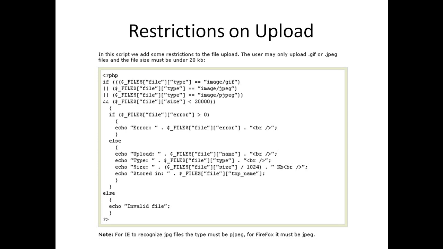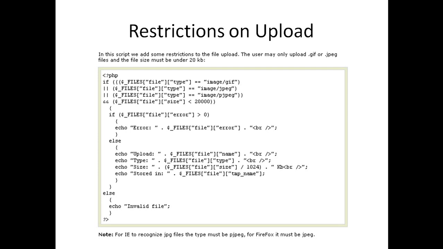What they're doing now, also from W3 Schools, is taking the basic upload script and adding restrictions. In this script, we add some restrictions that say the user may only upload GIF or JPEG files, and the file size must be under 20 kilobytes. Size is specified in bytes, and what you're doing here is checking if the file type is a GIF, or image/jpeg, or image/pjpeg, and notice they put appropriate parentheses around to group the ors and the ands. And the size is less than 20 kilobytes. Handle the upload, else invalid file.